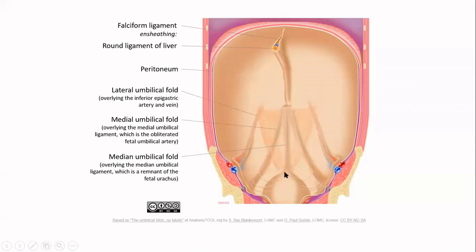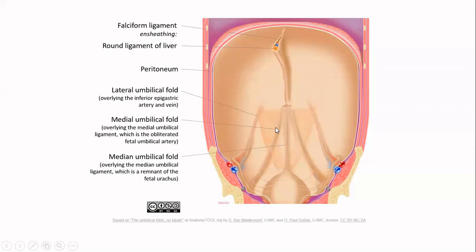Is the continuation of that the falciform ligament? Yes, above, yes. That's the ligament that has the obliterated umbilical vein. Only one umbilical vein. Two umbilical arteries. So what is the medial umbilical ligament?